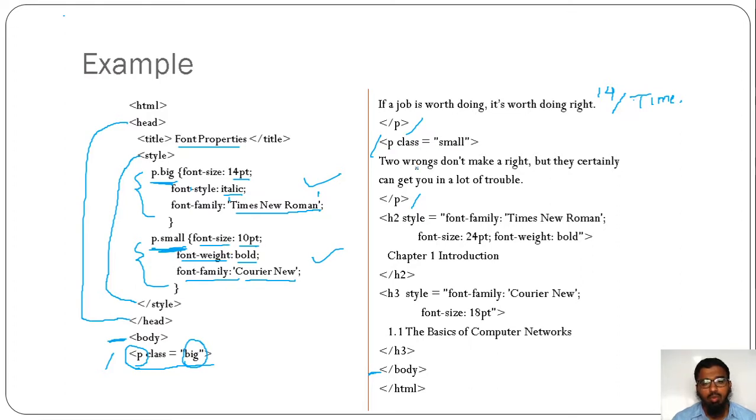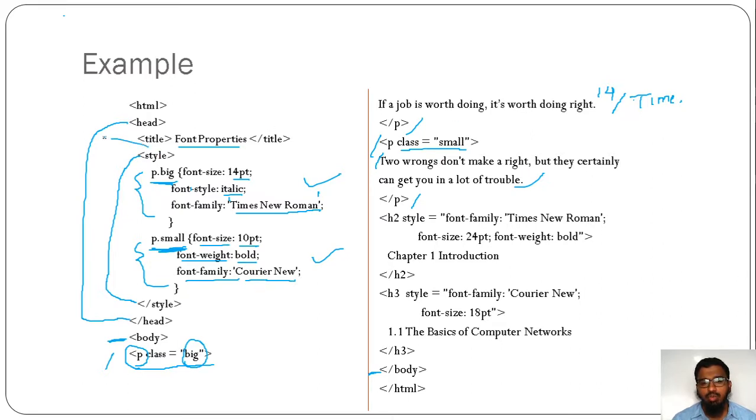This is "Two wrongs don't make a right". So we have written some elements, some statements. This is called an element, and whatever is here is called an attribute. With the help of the class attribute, I am calling the small style from the style group. So here it will display in size 10, bold, and Courier New font.